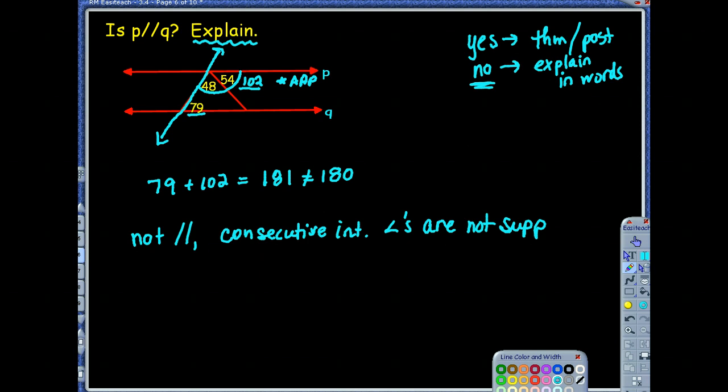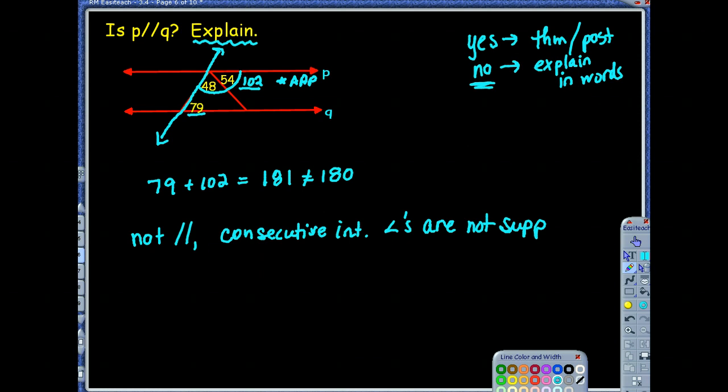Now, I can't use the converse of the consecutive interior angles theorem because that would essentially mean that they are parallel, because that's what the theorem says. When it says explain in words, we're not looking for complete sentences. We want a complete thought, but we don't want a paragraph, things like that.